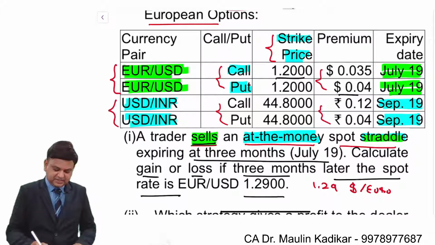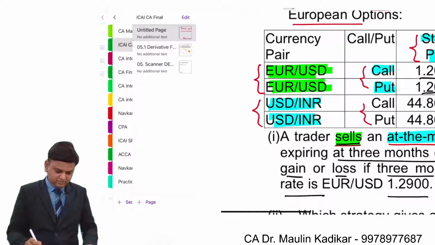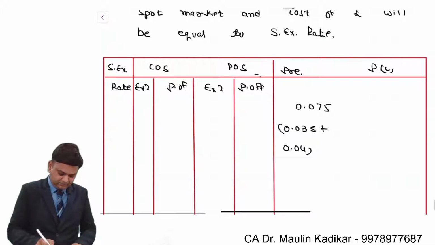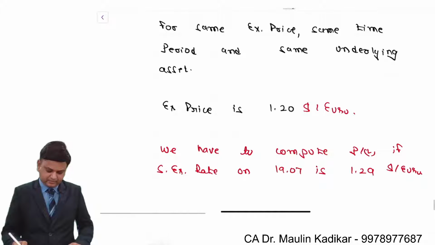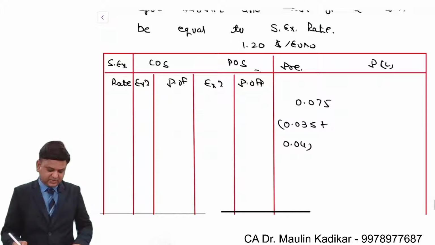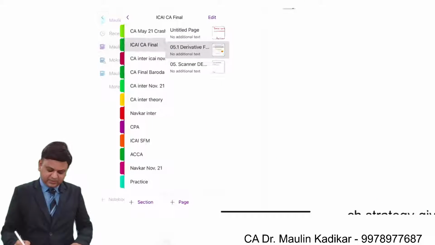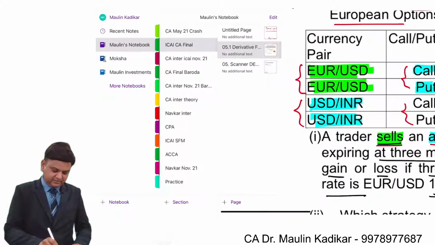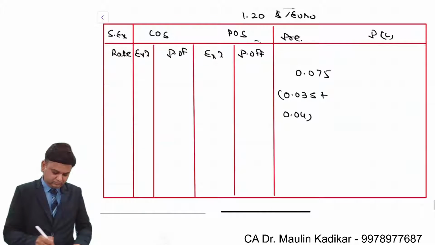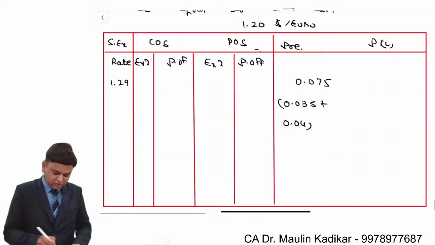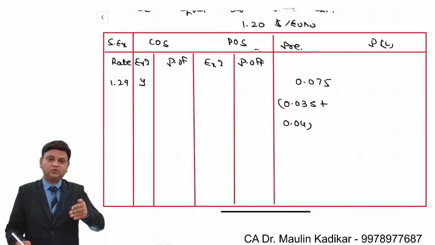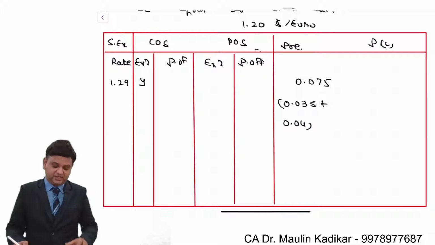Then we understand that the exercise price is 1.20 dollar per euro. Okay, that is exercise price, and the spot exchange rate is given as 1.29. We understand that the spot is exceeding the exercise price, so the person to whom you have sold call option will exercise his right.